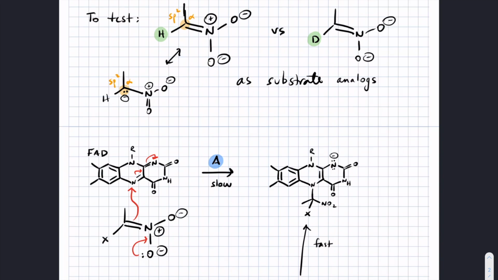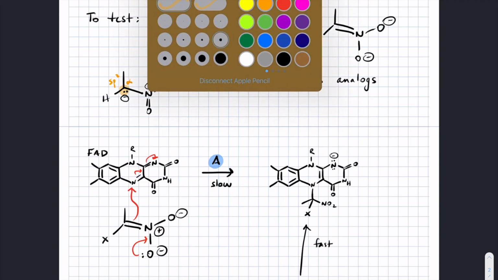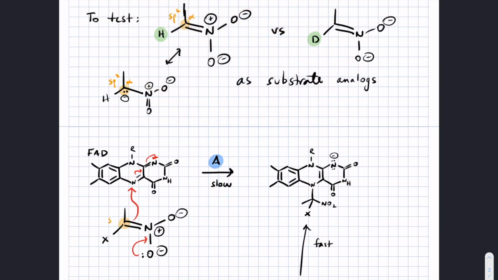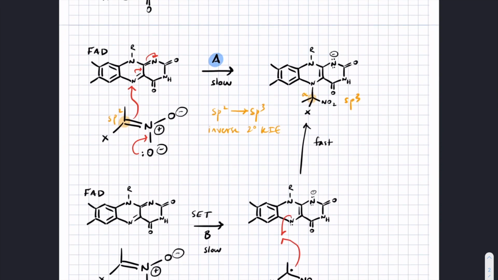Here's blue pathway A, a 2-electron step. Basically, the sp2 hybridized alpha carbon is going to attack the nitrogen, and the intermediate after that is going to have an alpha carbon that is sp3 hybridized. So again, sp2 to sp3, we expect to see an inverse secondary kinetic isotope effect. In contrast, if the radical mechanism is operative, you go from an sp2 carbon to still an sp2 carbon. So if the single electron transfer mechanism were operative, we would expect to see no kinetic isotope effect.